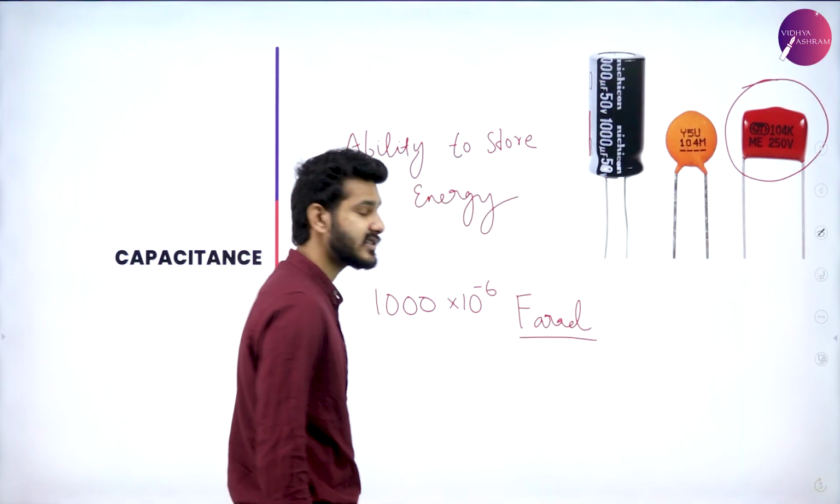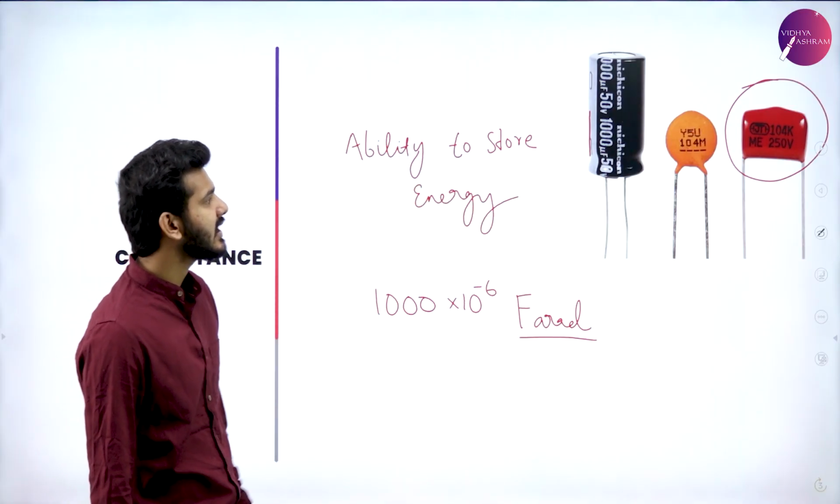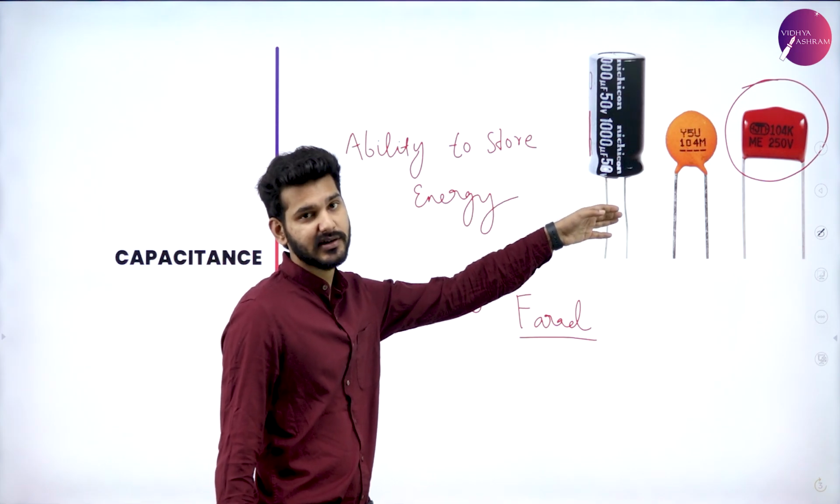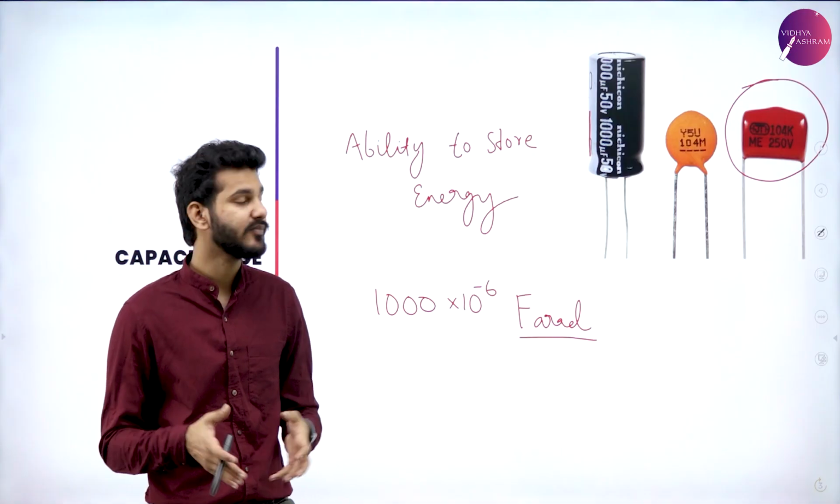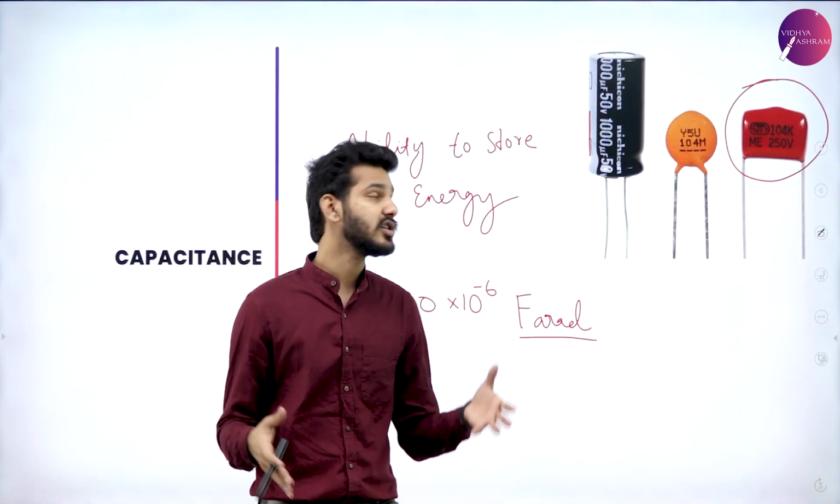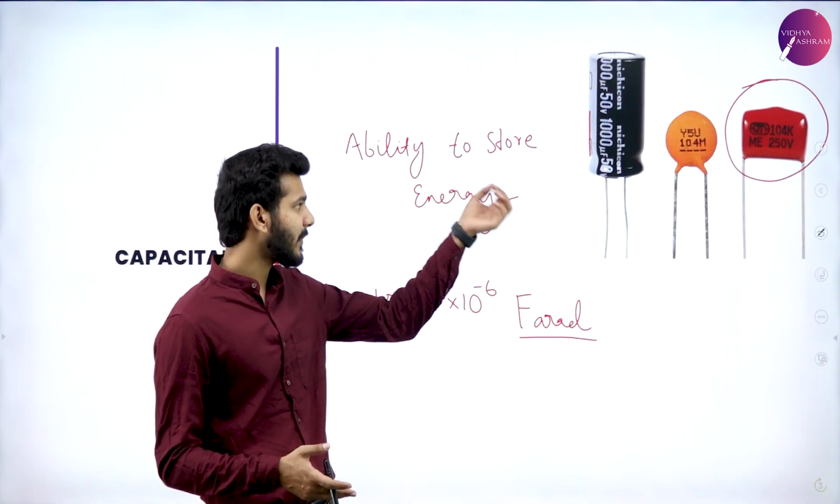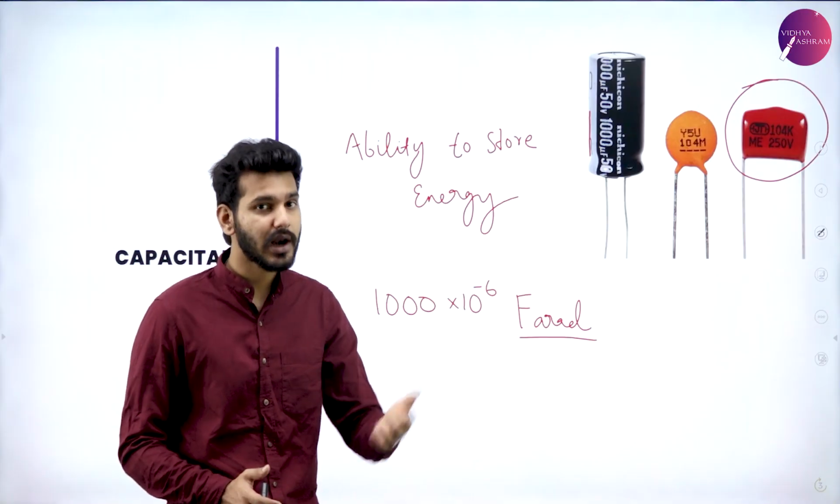So farad is the unit of capacitance, and it is generally expressed in microfarads, because if you have 1 farad, it will be really large. So we'll only deal with capacitance in terms of microfarads or nanofarads and going on like that.